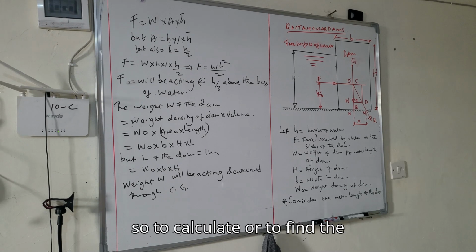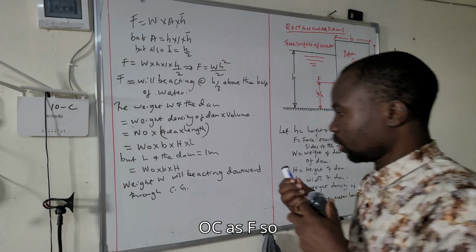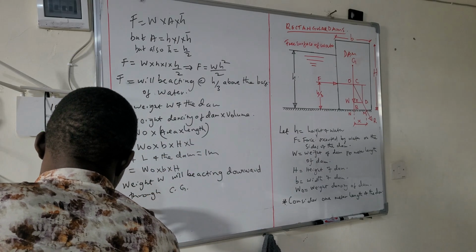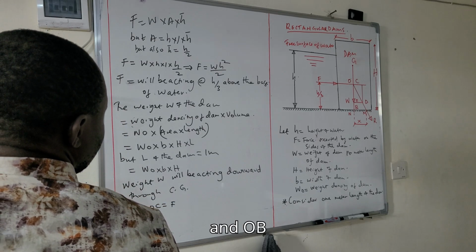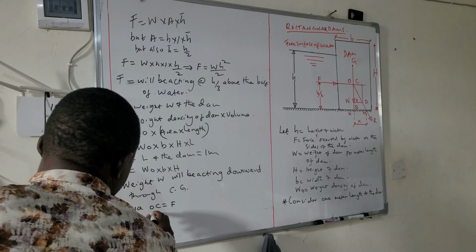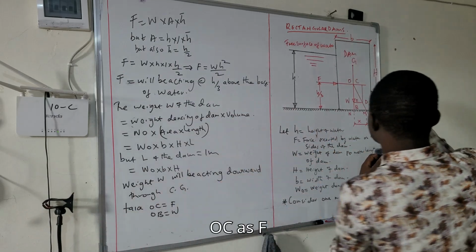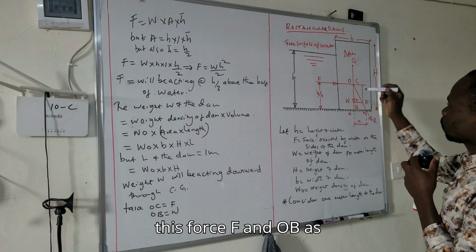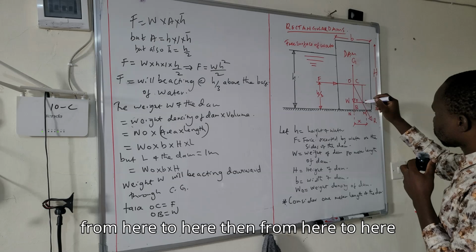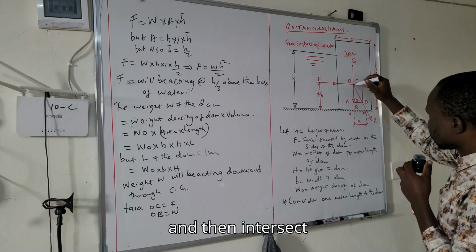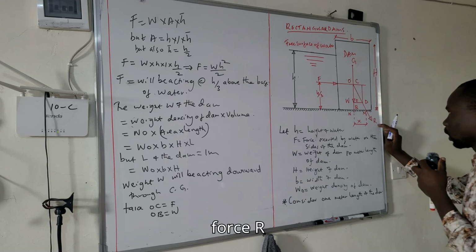To calculate or find the resultant force R, take OC as F, and OB as W. Then connect from here to here, and then from here to here, and intersect so that you can have the resultant force R.